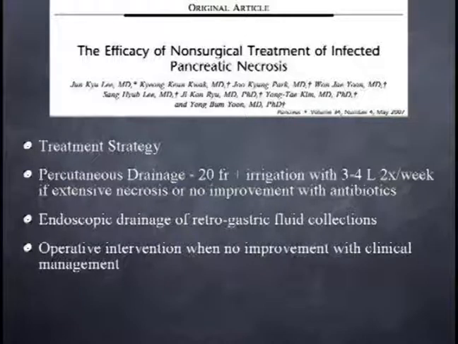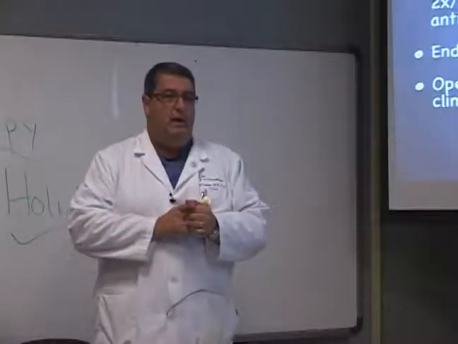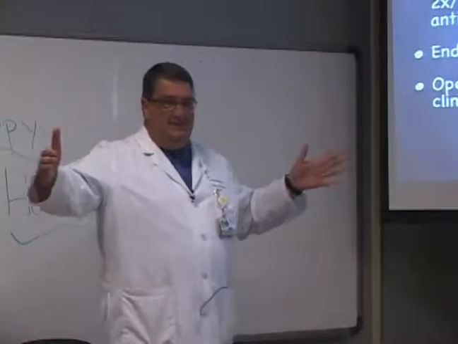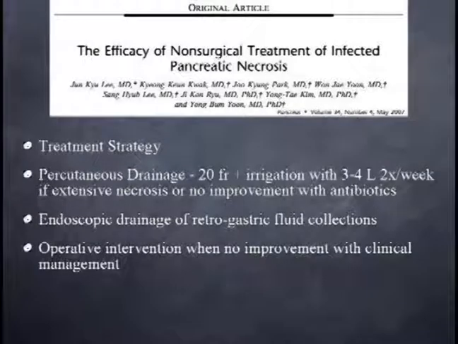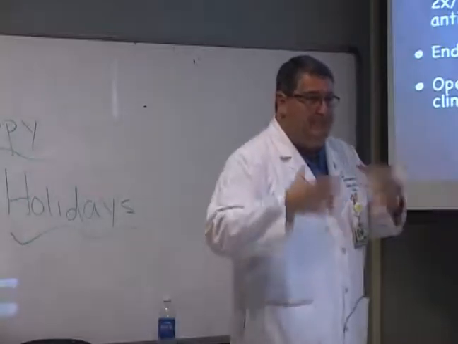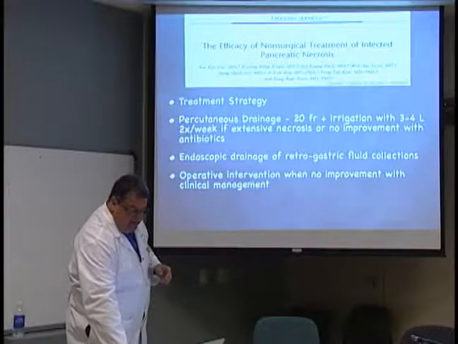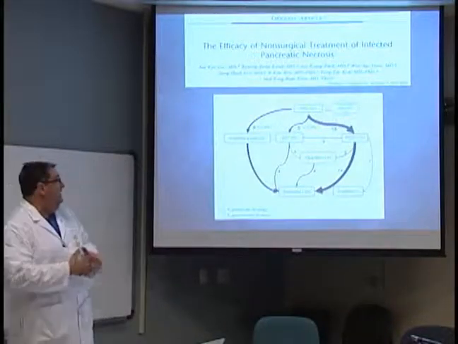They looked at percutaneous drainage of infected necrosis compared to other modalities. So percutaneous drainage with a 20 French tube, irrigation with 3 to 4 liters twice a week if the patient had extensive necrosis or no improvement with antibiotics. So this is something different than what we were talking about. Or endoscopic drainage of retrogastric fluid collections, or operative intervention when there was no improvement with clinical management. So here they are adding 2 other modalities of management in a disease that until 10 years ago was purely treated by open operations.